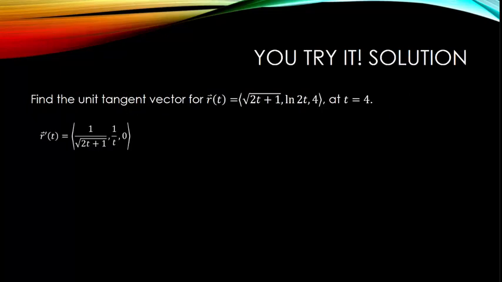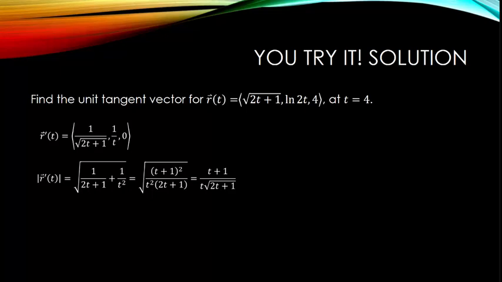The first thing I'm going to do is take the derivative of r of t. I get r prime of t equal to the components 1 over the square root of 2t plus 1, 1 over t, and 0. The magnitude of my first derivative of r of t is given by the square root of t plus 1 quantity squared divided by the product of t squared times the quantity 2t plus 1. This becomes t plus 1 over t times the square root of 2t plus 1.